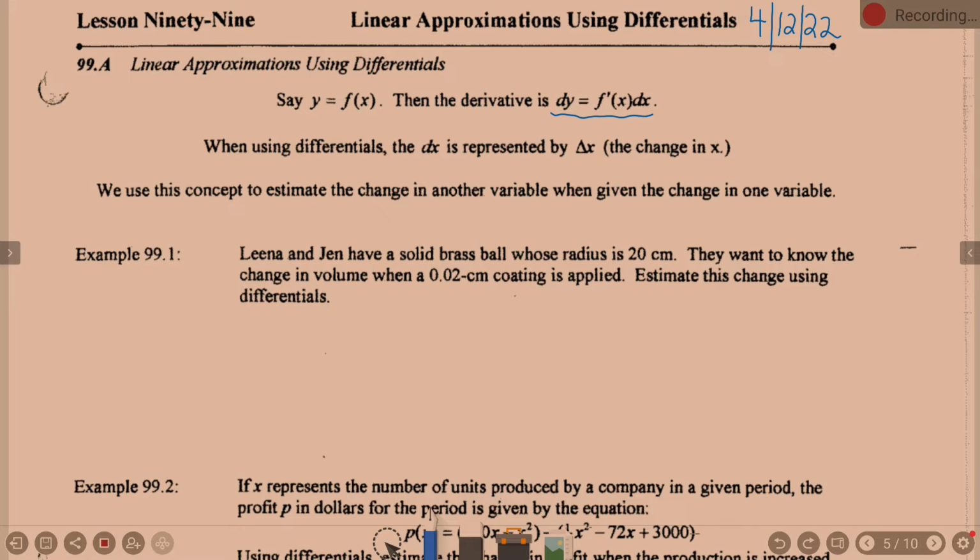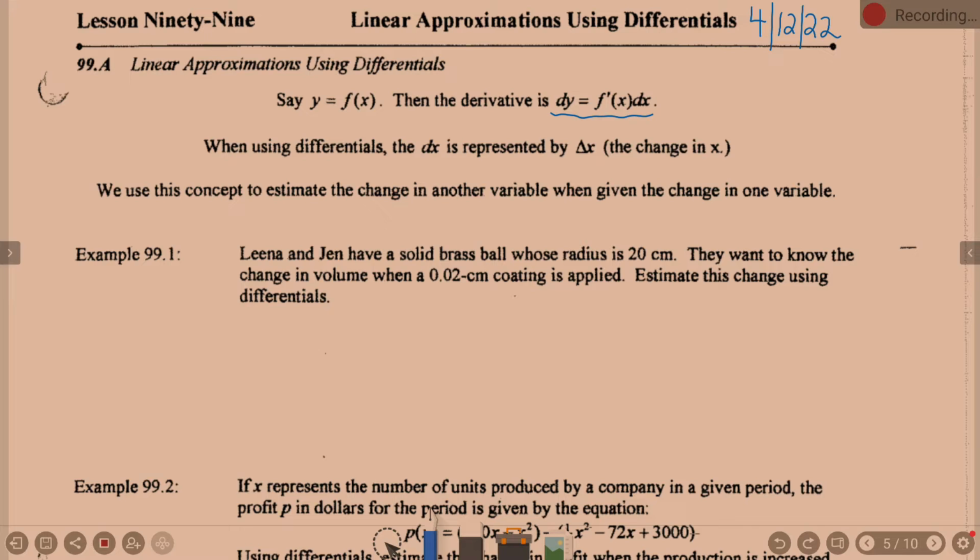When using differentials, the dx is represented by delta x. Change in x is what we usually say. When we do slope, you sometimes see slope written as delta y over delta x. So change in y over change in x, same thing. And as I mentioned, we use this concept. We're going to estimate change in another variable when given the change in one variable. Again, I feel like it's related rates all over. Okay, just a tweak on it.